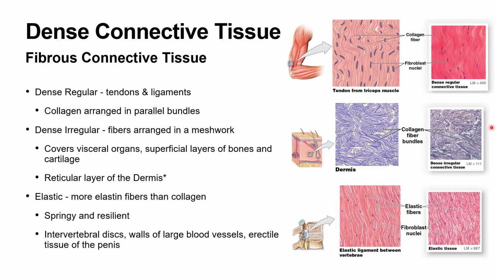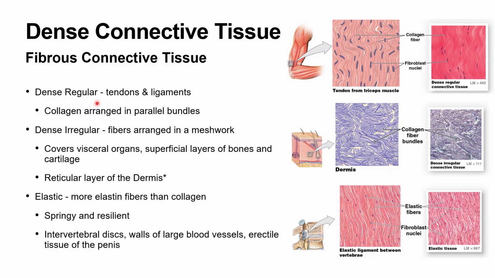Our dense fibrous connective tissue is what we typically think of with things like our tendons, which connect our muscles to our bones, as well as different ligaments, which are the type of tissues that connect bone to other bones. So first we'll talk about our dense regular connective tissue.